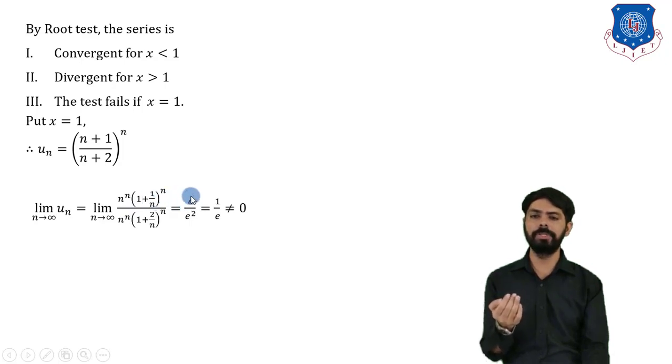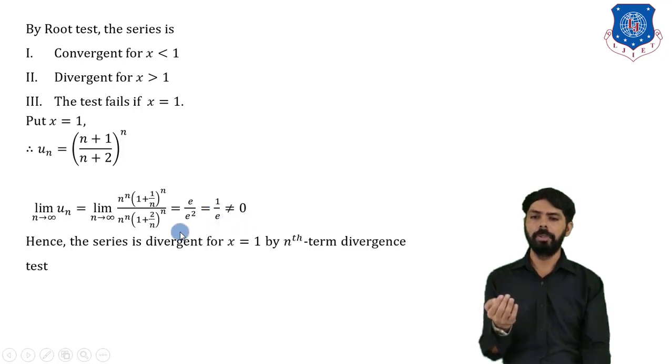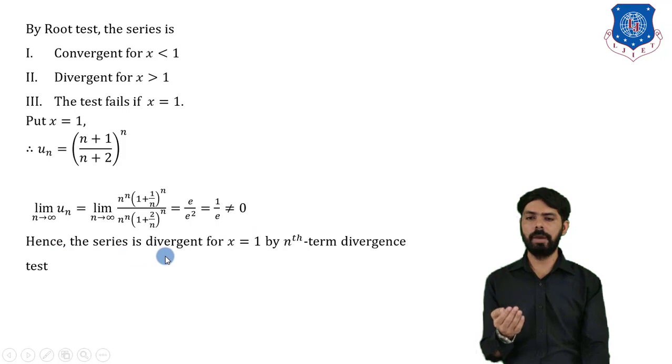So this can be written as e, and here we will write the denominator as limit n tends to infinity (1 plus 2 divided by n) raised to n divided by 2 into 2. So this will be e square. So here e divided by e square, so it will be 1 divided by e, which is not equal to 0. Hence the series is divergent for x equal to 1 by the nth term divergence test.